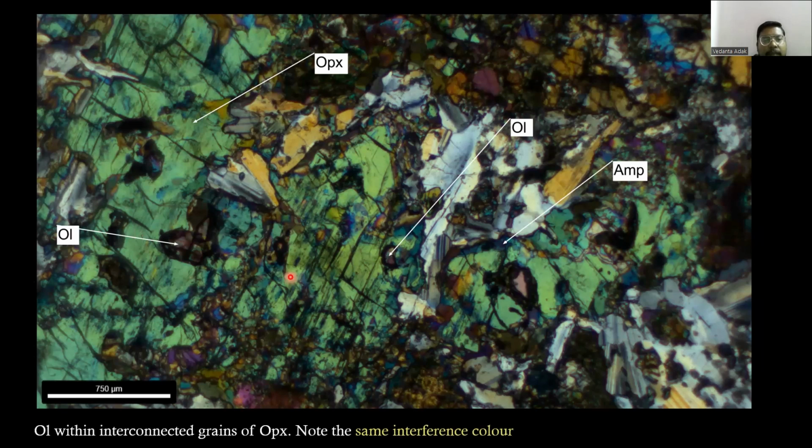Here you can see multiple olivine grains engulfed by an orthopyroxene grain of a single interference color, possibly indicating an interconnected network of fluids or melts, which reacted with pre-existing olivine in a typical peritectic reaction to form this orthopyroxene network along the olivine grains.